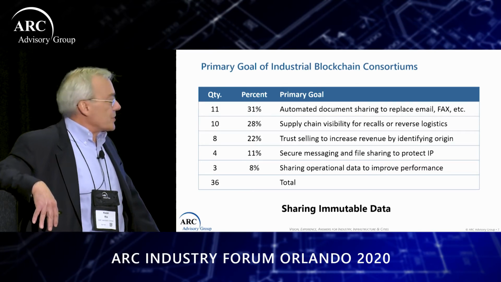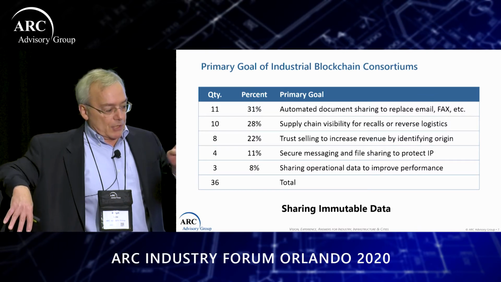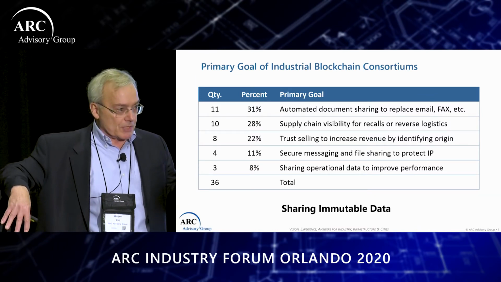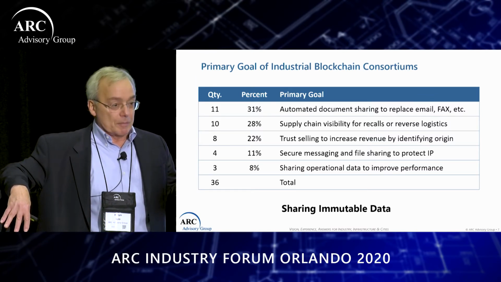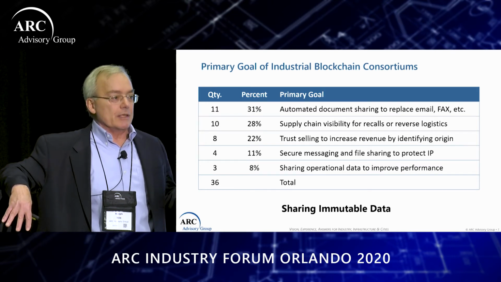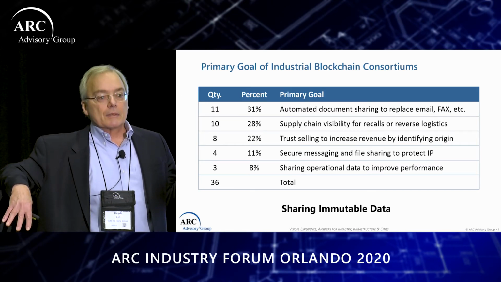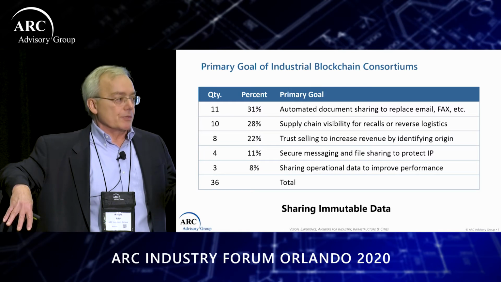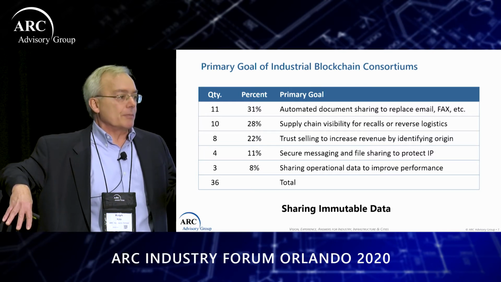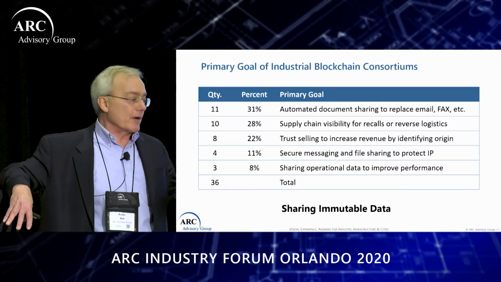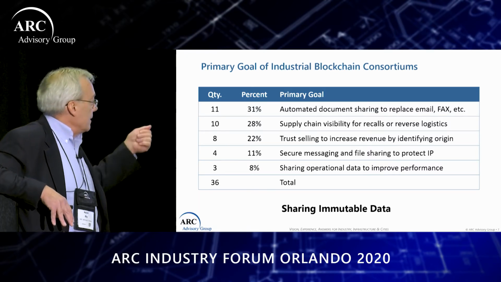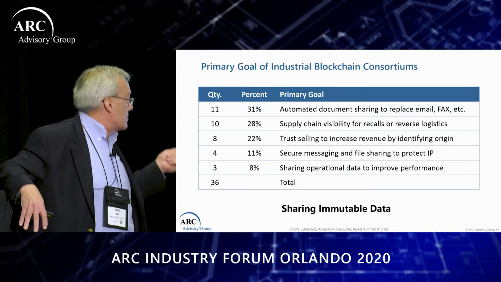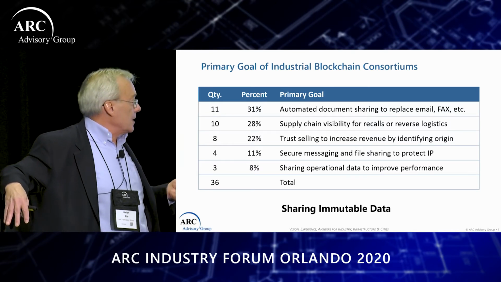Non-trivial. What trust selling is all about is, because I know the source of the materials, I'm willing to pay more for it. So trust selling is a way for suppliers, miners is a key example, to get higher value, higher revenue, and higher margin for the products they sell. And then protecting IP is the next one.